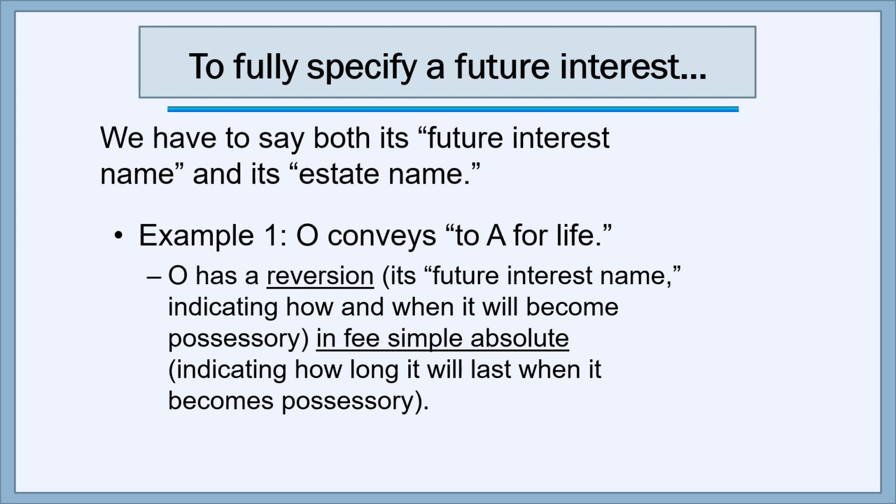And then we'd say it's a reversion in fee simple absolute, and that indicates how long it will last when it becomes possessory. How long will O's estate last once it becomes possessory in O? And the answer is indefinitely into the future, and that's what makes it a reversion in fee simple absolute. When it becomes possessory, it will then last indefinitely in the future. And that's the nature of a fee simple absolute.